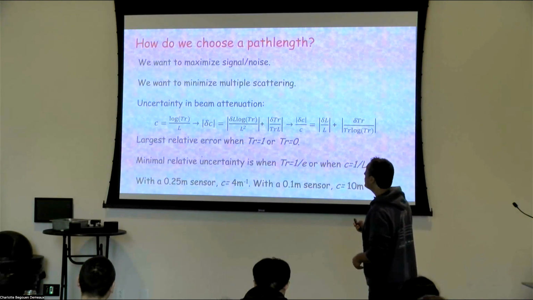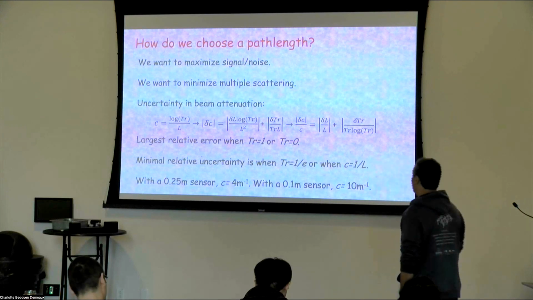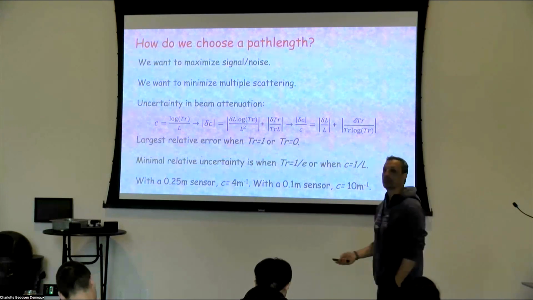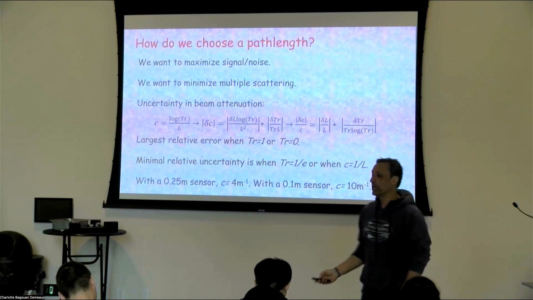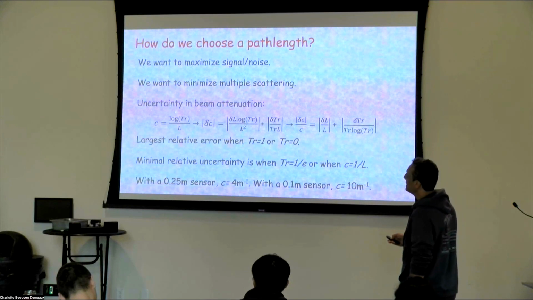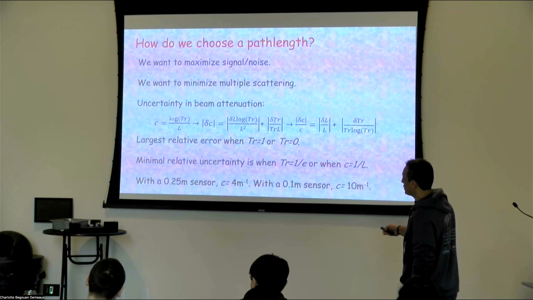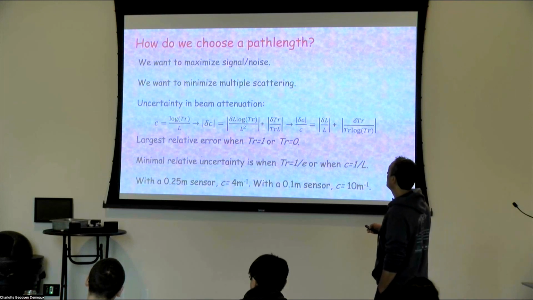So how do we choose pathway? We want to minimize signal to noise. There is a whole calculus of how you do uncertainties. You don't have to get into the details of it, but we want to minimize multiple scattering. If c, beam attenuation, is minus the log of transmission divided by L, then delta c can be expanded in a Taylor series. It's delta of log T divided by, actually it should be delta L, sorry.